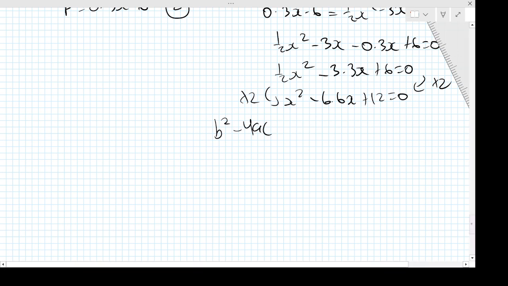Because if there was, then the diver has to touch the pool. Anyway, so that would equal b squared minus 4ac, well, minus 6.6 all squared, minus 4 lots of 1 of positive 12. That would then equal, we put all that in the calculator, right? You get minus 4.44. Well, it's a negative, isn't it? And that's less than 0.